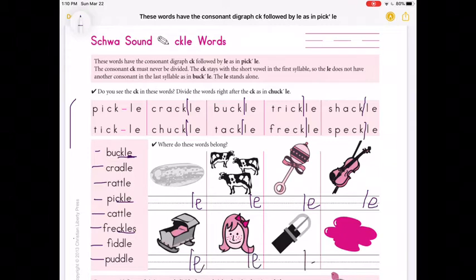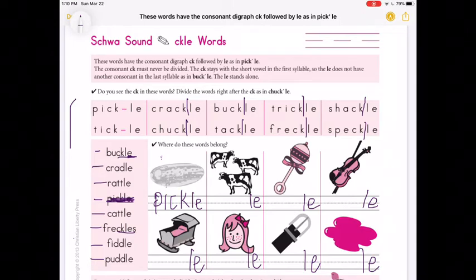I'll do the first two, just to show you how it's done, and then let your student do the rest on their own. So looking at this first picture right here, we can tell that this is a pickle. So they need to write in pickle and then cross it off.